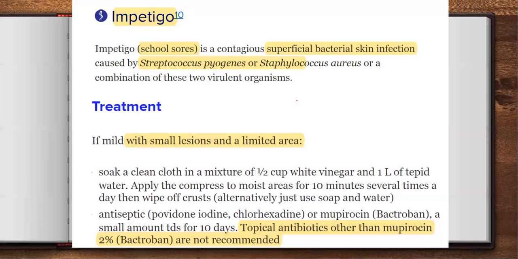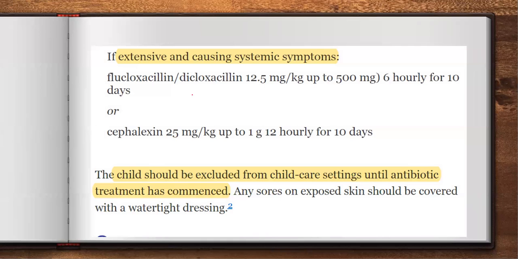Now, if you look here, this is from your JM. Impetigo or school sore is a superficial bacterial skin infection caused by either a strep or a staph. If it is a limited area and a small lesion, you can just give topical antibiotic. Mainly, we give Bactroban or Mupirocin. Remember the names, Bactroban and Mupirocin. If it is extensive or the child has fever, is very unwell, then you can give oral antibiotics like flucloxacillin or cefalexin. And this is our answer.